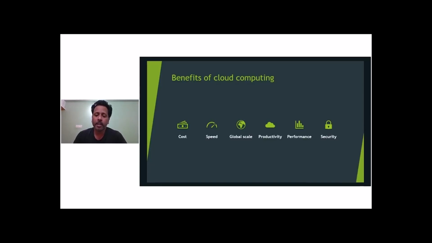Now, productivity. With cost, speed, and global scale, we already talked about how we are eliminating the upfront cost as well as the cost of managing resources. Your IT team is not sitting and maintaining that infrastructure, so they can use their time for better business goals. That is how productivity happens.